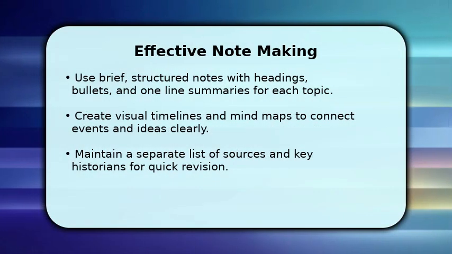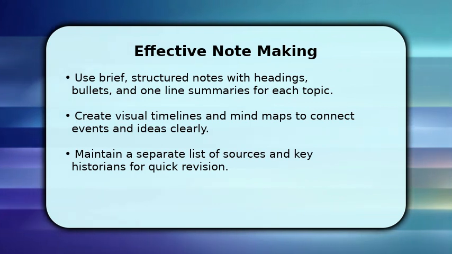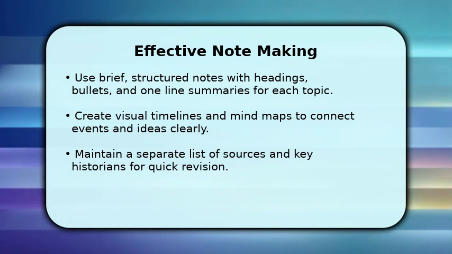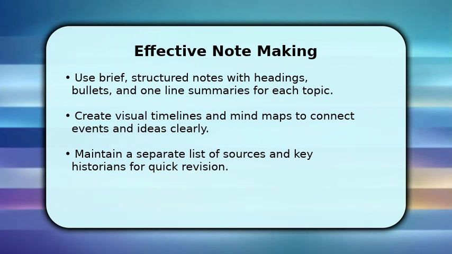Organize notes to make revision faster and clearer, with headings, bullets, and concise summaries for each topic. Make timelines and mind maps to visualize links between events and themes across regions. Keep a tidy source list and key historian notes to strengthen argument depth in answers. Practice converting notes into 10-minute oral recaps and short answers to check recall. Aim for clarity and repetition rather than piling up unread pages.